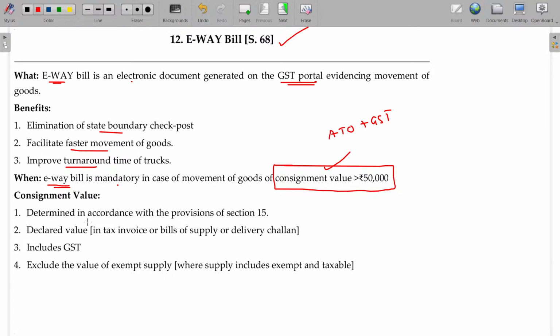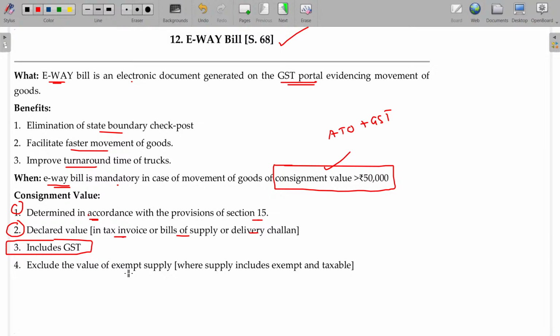So consignment value is determined in accordance with the provisions of section 15. The value is determined as per section 15. We have already studied value of supply. There we calculated and added all the costs incidental to the supply of goods, and this is the first method. Or any value declared by the supplier in invoice or bill of supply or delivery challan. Main thing is it includes GST.